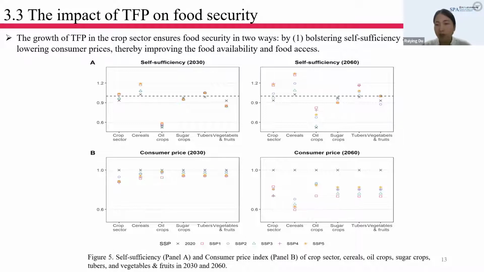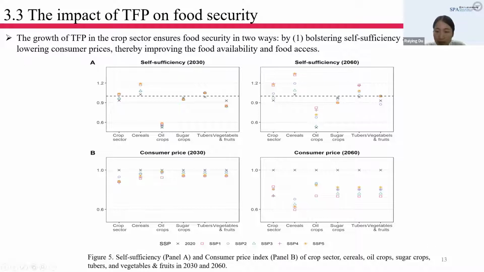Here, consumer prices are normalized to equal 1 in 2020. With the growth of total factor productivity, the self-sufficiency rate of the crop sector will increase, and it will basically reach a state of self-sufficiency in 2030, and the self-sufficiency rate will further increase in 2060. The increase in TFP also brings down consumer prices, a downward trend that is more pronounced in 2060.